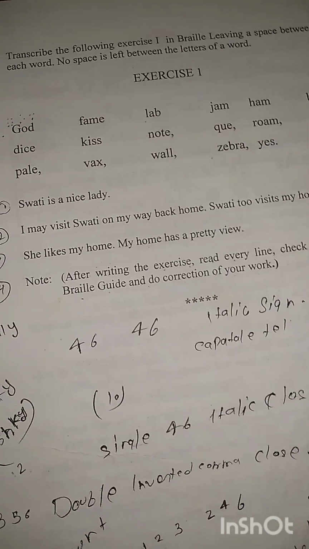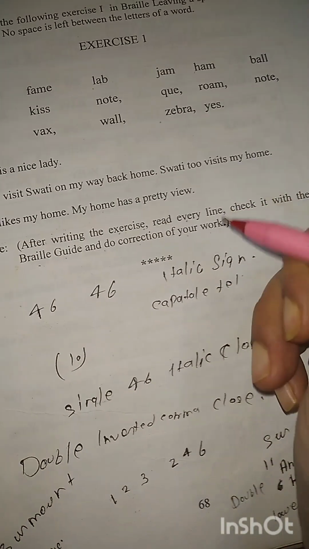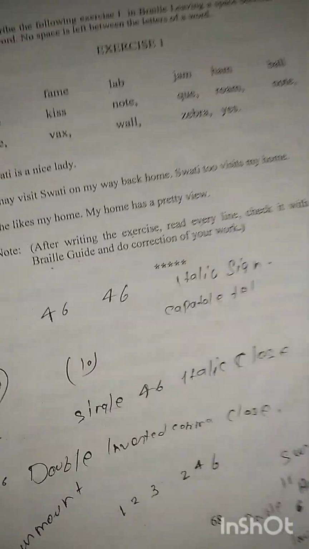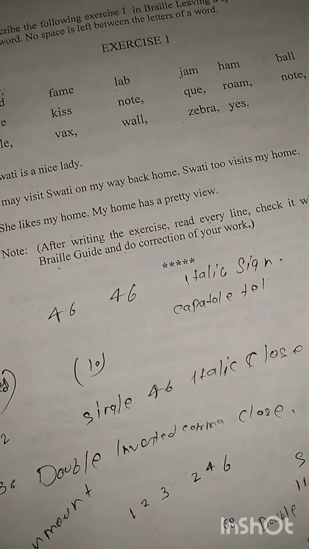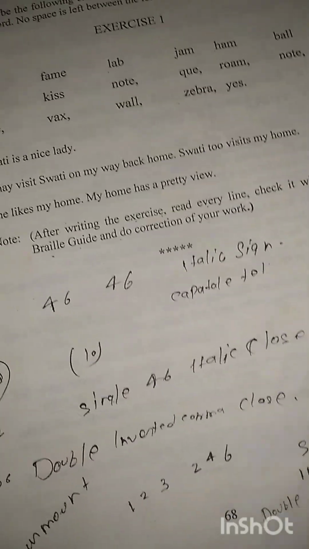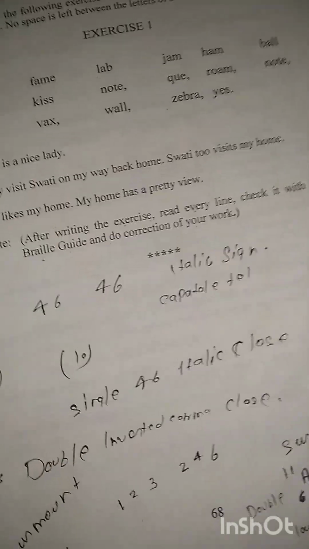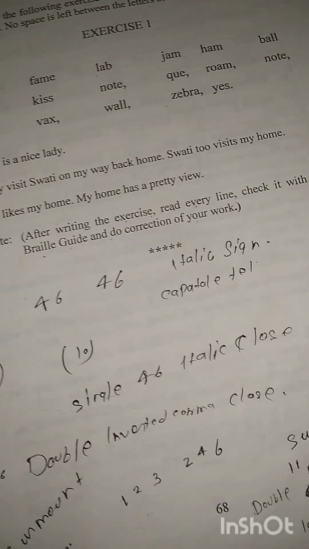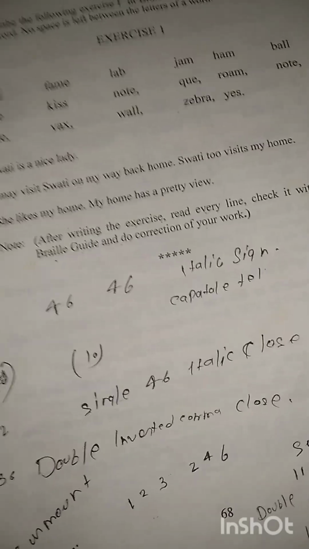And now for comma, what do you write for comma? Now for Rome, okay. For Rome what you do, 1 2 3 5, for O 1 3 5, and for A 1, and for M 1 3 4. Done. Now Note, for Note what you do, you have to write 1 3 4 5, for O 1 3 5, and for T 2 3 4 5, and for E 1 5, okay.